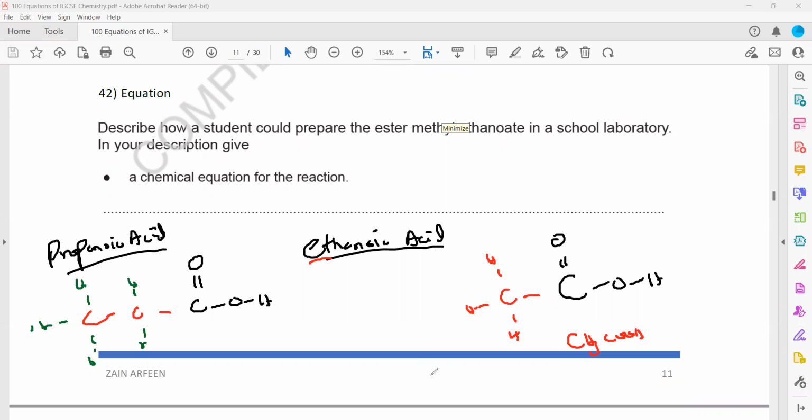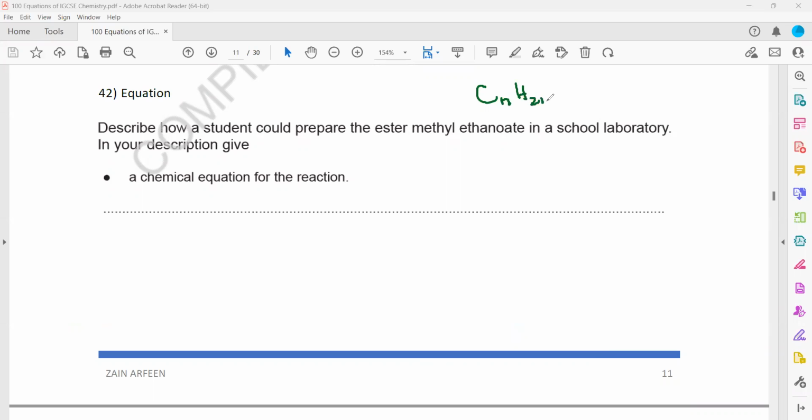The general formula for alcohols is CnH2n+1OH. And the general formula for carboxylic acid is CnH2n+1COOH. That is for carboxylic acid. For methanoic acid, meth means 1 carbon, so C double bonded with O and OH is there.